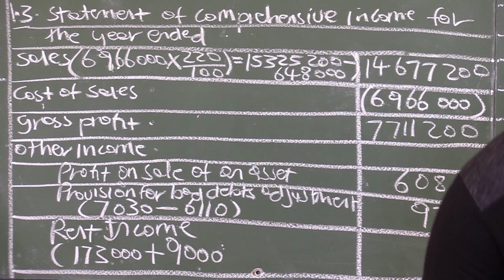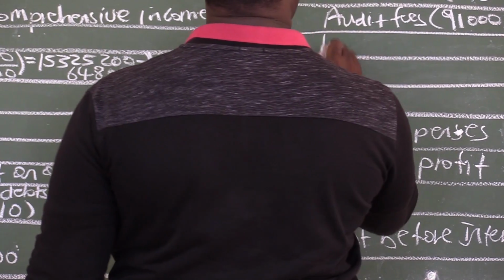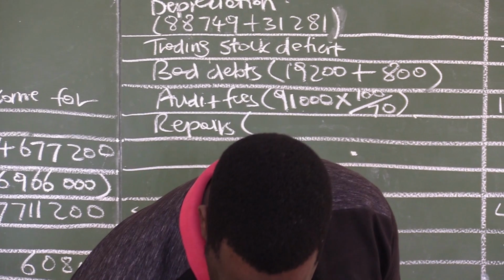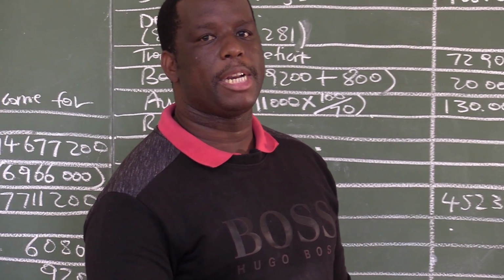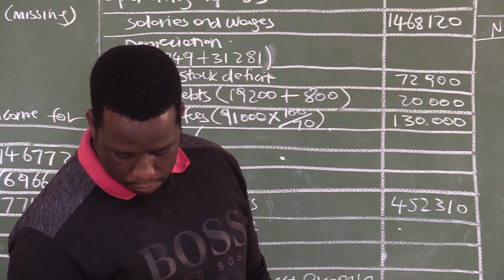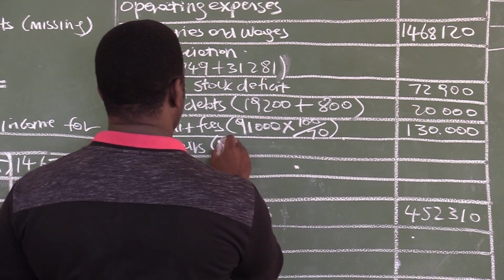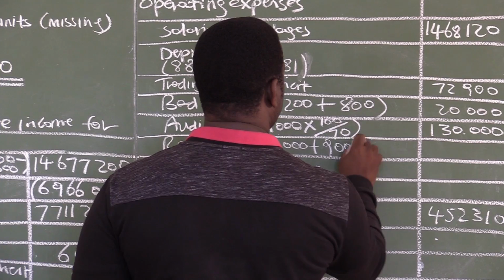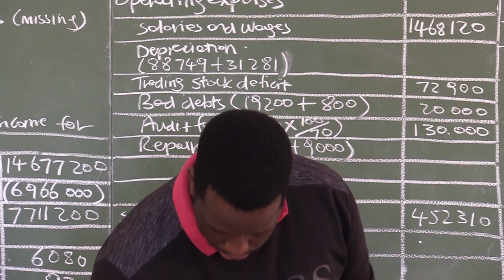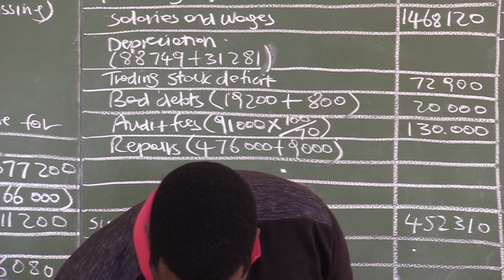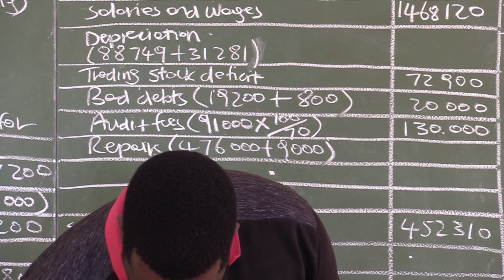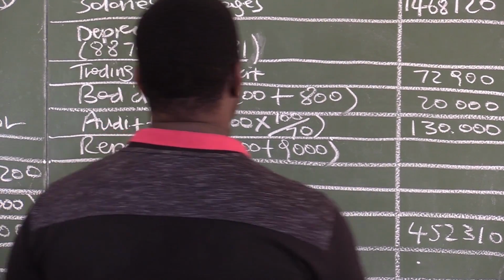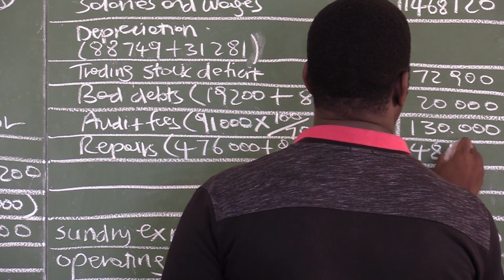So let's go and check repairs. The amount given here for repairs is 476,000. So it will be 476,000 plus this 9,000. Let's check, make sure that we are taking the correct amount. Very important to be accurate in accounting. 476,000 plus 9,000 gives us 485,000.